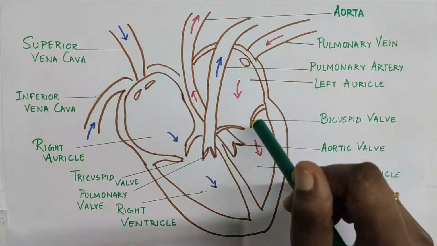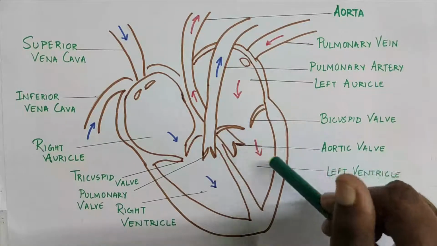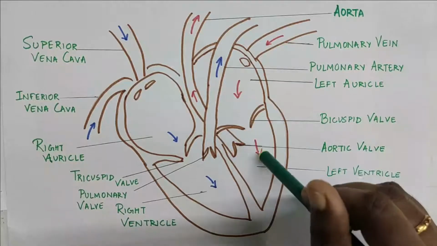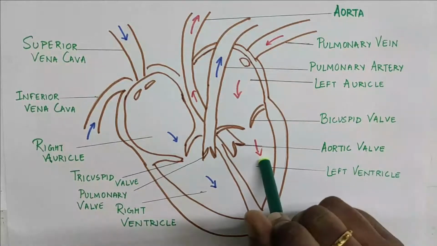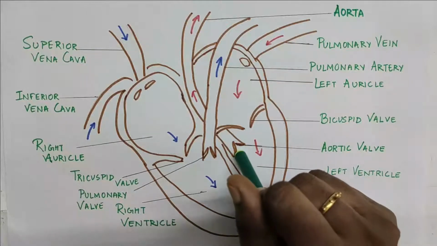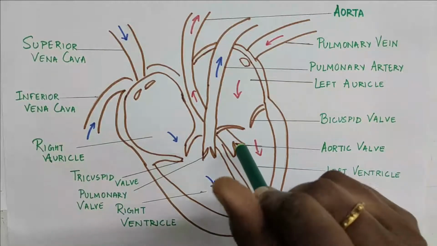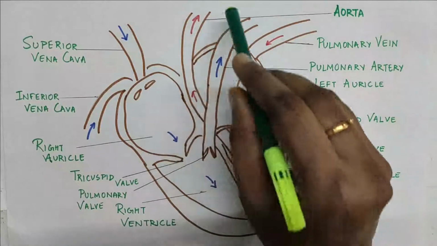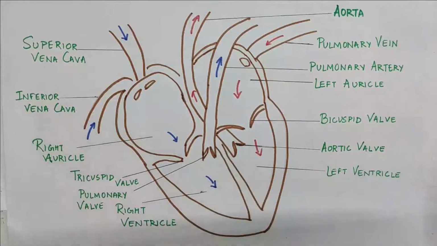And here you can see the bicuspid valve between the left side, and this blood is pure and it comes to the left ventricle. From the left ventricle, with the help of the aortic valve, once it goes up, the aortic valve will close and prevent the backward flow of blood into the ventricle. So the blood is going from the aorta to the various parts of the body, from the head to the toe.